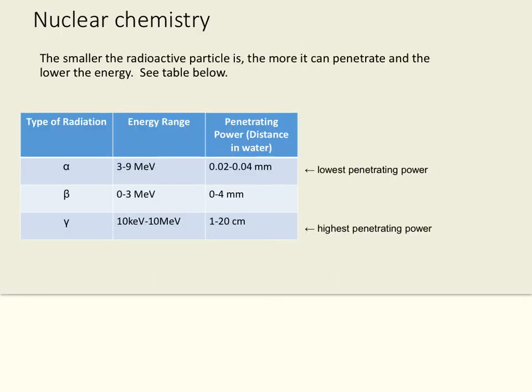All right, nuclear chemistry. The smaller the radioactive particle is, the more it can penetrate and the lower the energy. And so the lowest penetrating power is the alpha particle. The alpha particle is what would be in a smoke detector or something, while these particles destroy cells. So they have the highest, they can go through the most.